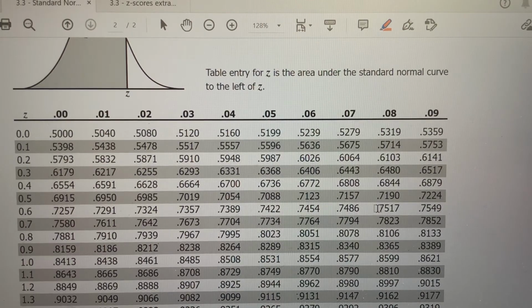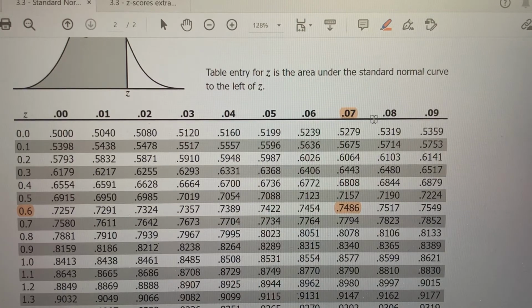Technically speaking, if you wanted to go to 3 decimals in your z-score, you could go halfway in between these two to give you a more exact answer. But for now we're just going to use this 0.7486, which corresponds to a z-score of 0.6 and then 7, so 0.67. Again, if you want to be a little more exact, you could go halfway between these two and call it 0.675. That would be just over 0.75 for our proportion.